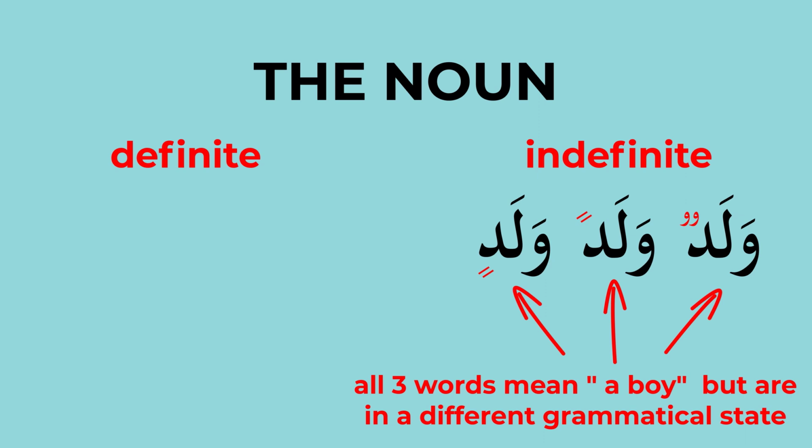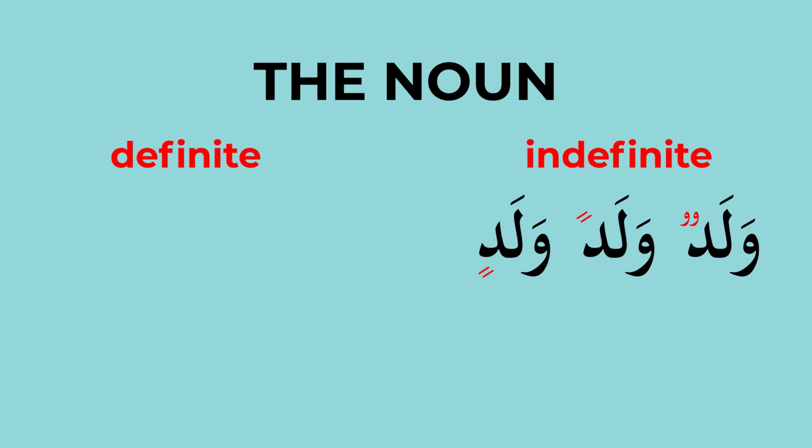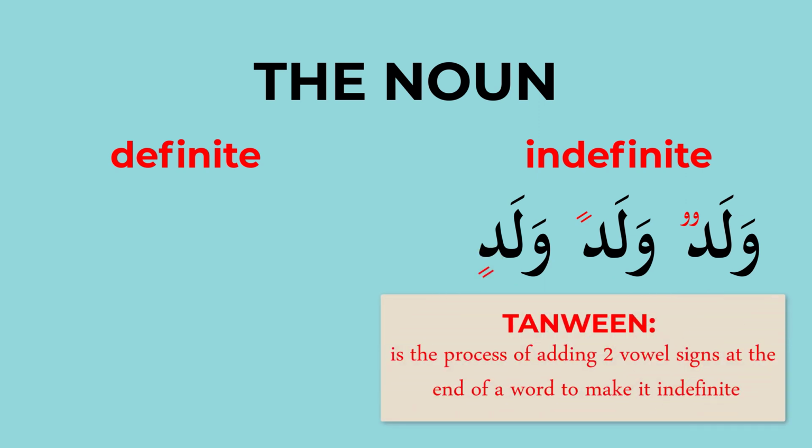If the noun ends with a dhamma, then we put two dhammas. If the noun ends with a fatha, then we put two fathas. If the noun ends with a kasra, we put two kasras. This is called tanween. What is it called? Tanween. Tanween tells us that the noun is indefinite.